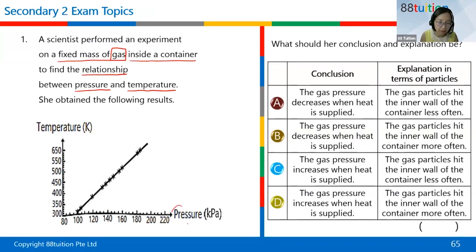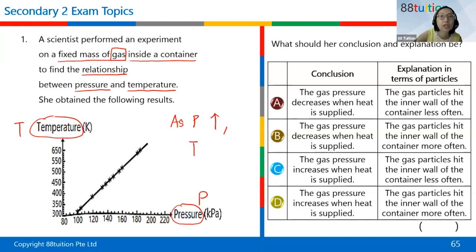So you notice that over here, as pressure goes up, what happens to temperature? Can everybody let me know? I'm going to let this be T, and this be P. So as P increases, can everybody type into the chat what happens to temperature, looking at the graph? Ten seconds for everybody to tell me: increases, decreases, or stays the same.